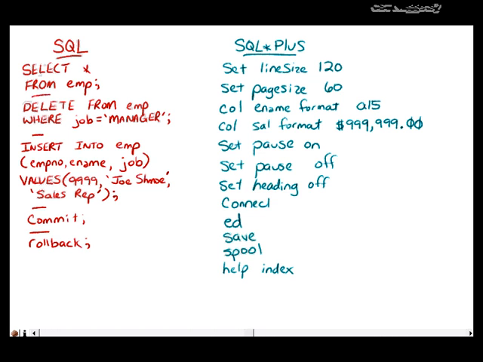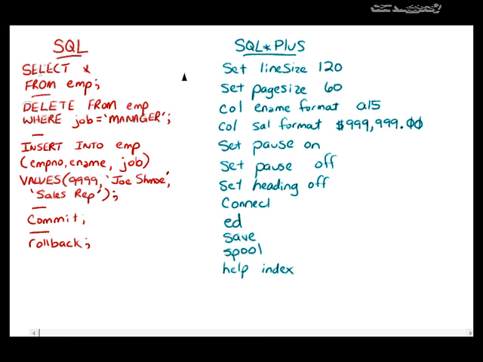So what you're seeing on the left-hand side here in red are examples of SQL statements. Select star from emp. That would grab all of the rows in our emp table. Our second example, delete from emp where job equals manager. That would delete every row in our table where the job is equal to manager. We also have examples of insert statements. Here we're just inserting a row. Joe Schmo, his employee number is 9999 and he's a sales rep. Commit, that just means to save the data that you've already manipulated. Rollback is the opposite of commit. It says undo all of the information since the last commit or rollback.